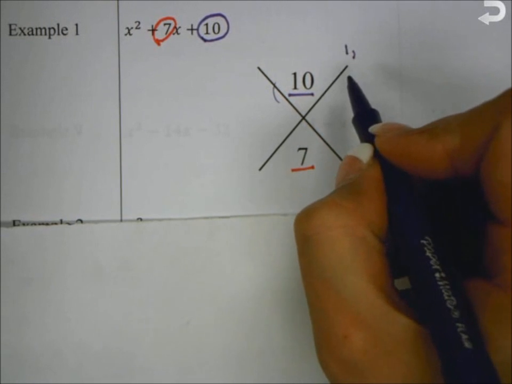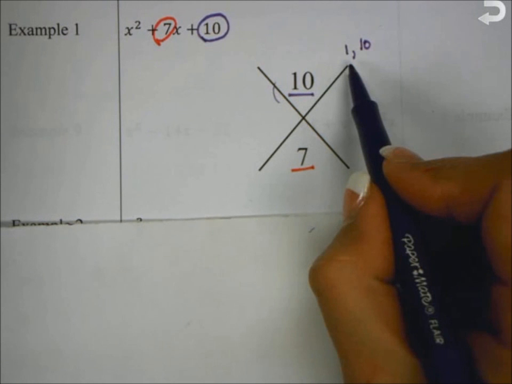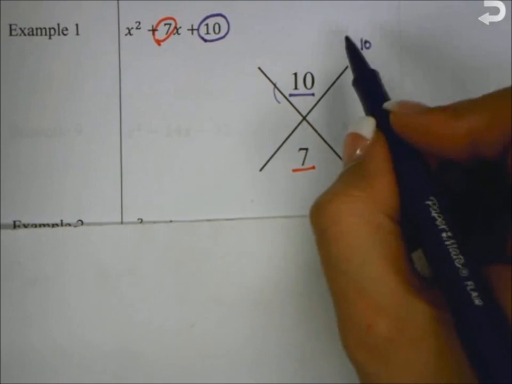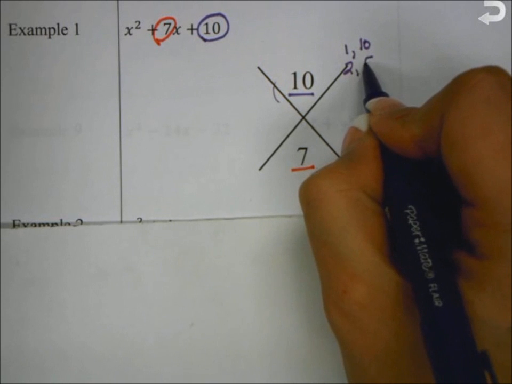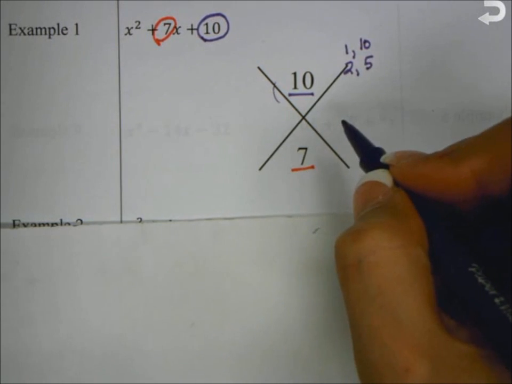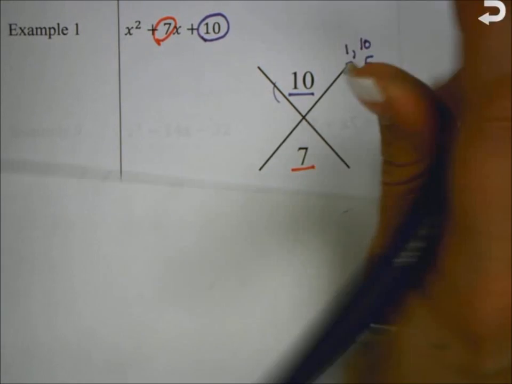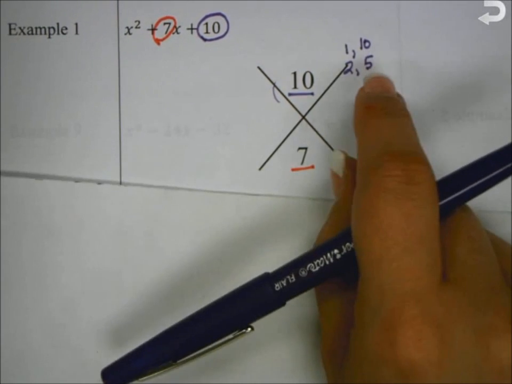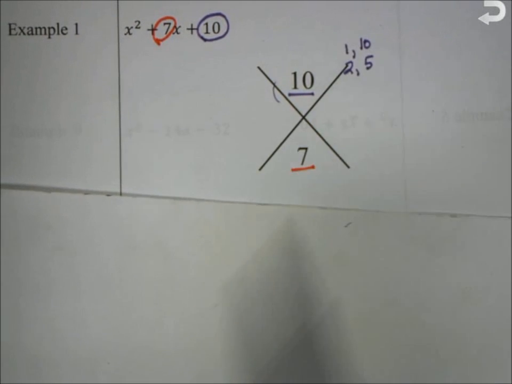Then I go down the list. The next one is 2. 2 times what gives me positive 10? 2 and 5. Does 3 go into 10? No. Does 4? No. Does 5? Yeah, but we already listed it, right? Okay, so we're done. So which two of these adds up to give me 7? 2 and 5. These are the winners. And we're going to put 1 here and 1 here.